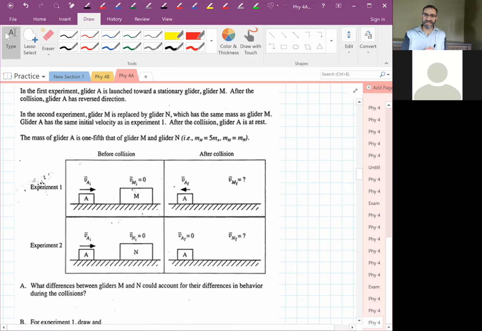So you can make one surface more elastic, I guess we could say, more bouncy. I'm okay with that. I'll just say different materials.